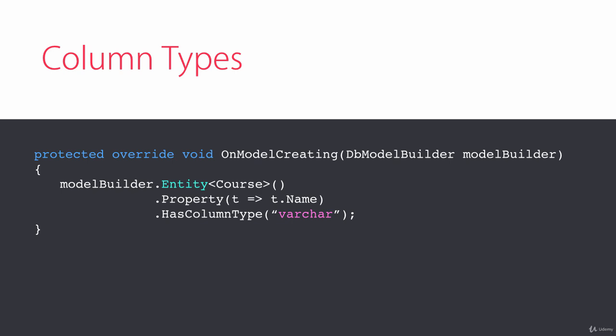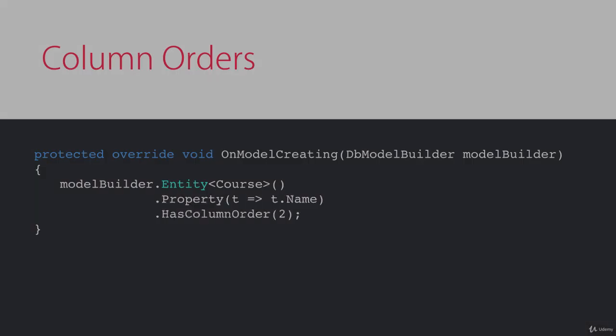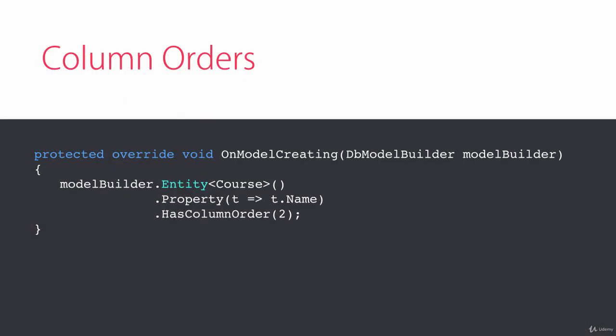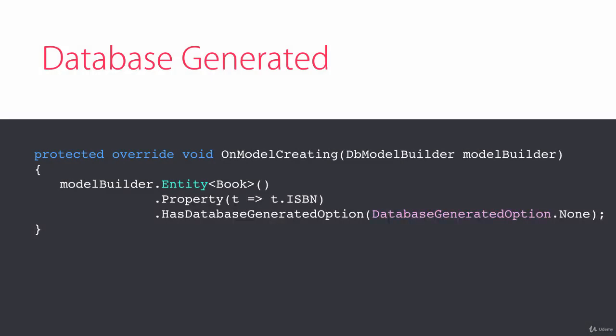If you want to change the type of a column, again, start with Entity, then Property, and call the HasColumnType method. And as an argument, you specify the name of the target type in SQL Server. We also have a method for changing the order of columns. So you can call HasColumnOrder and supply the order for this column in the table. If you want to turn off the identity column, you can call the HasDatabaseGeneratedOption method. This method takes an enumeration, which is DatabaseGeneratedOption, as I explained in the last lecture.